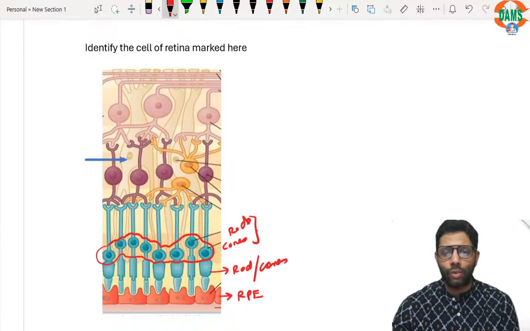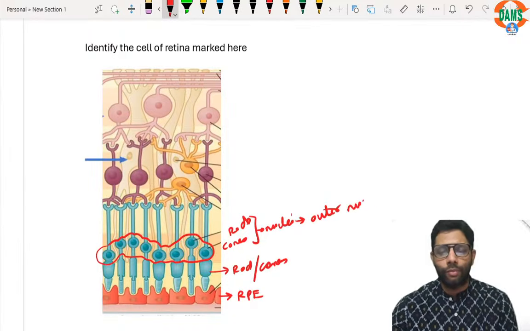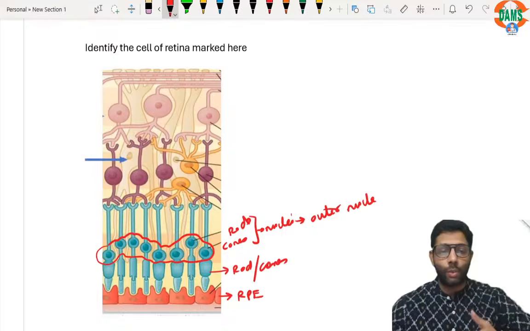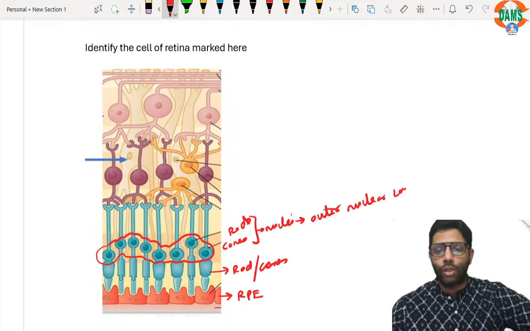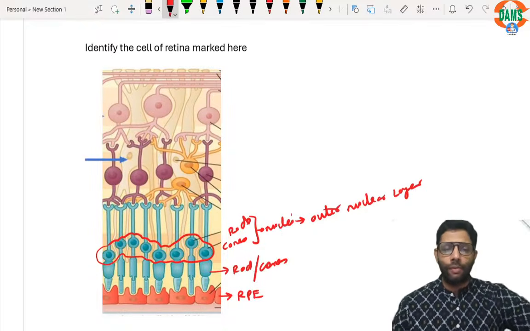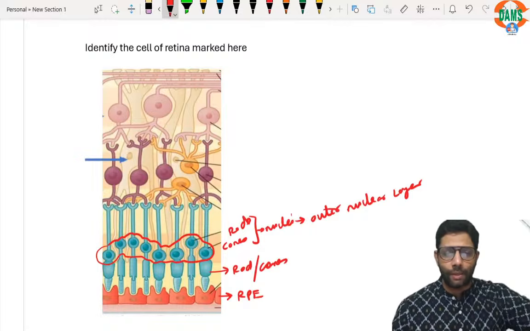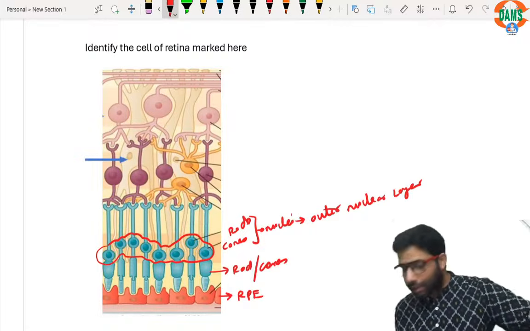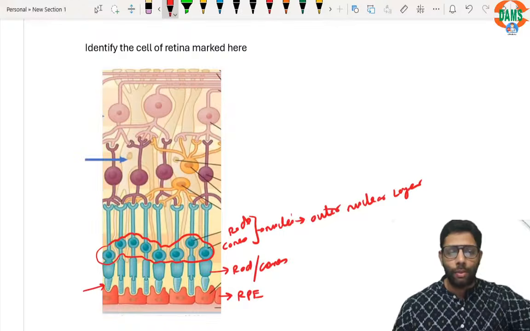This is the rods and cones nucleus, and that nucleus is the outer nuclear layer. Whenever the word nuclear comes, outer is towards the choroid. So there is the outer nuclear layer of the retina, and in between the photoreceptor segments, the outer segment and the inner segment, O means outer segment, I means inner segment, outer is towards the choroid. There is an external limiting membrane.